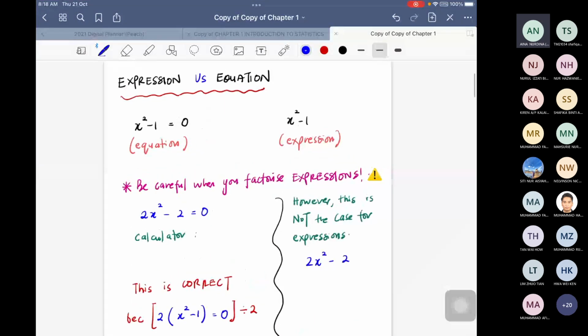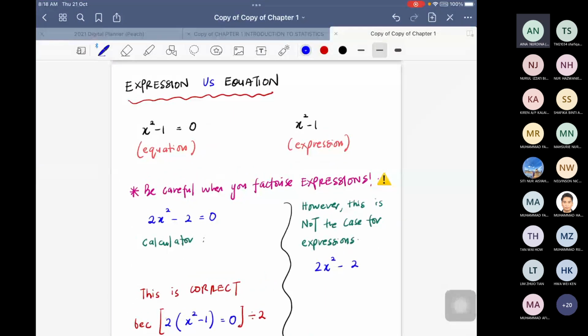Okay, so today apa yang kita akan buat adalah kita akan recap balik. So kita akan discuss material from last week. So last week sepatutnya you cover daripada chapter 1 and a little bit daripada chapter 2. Tapi chapter 2 hari ni saya tak nak cover lagi, so I'll cover that next week. So hari ni saya akan recap saja. Saya akan summarize apa yang you kena tahu untuk chapter 1. And then kita akan buat a little bit of exercise.